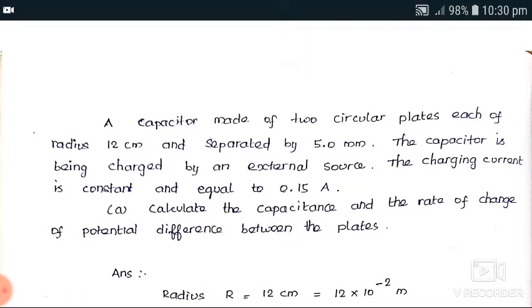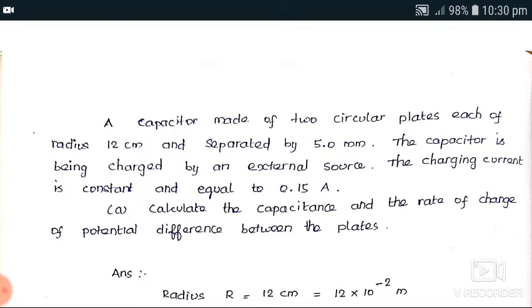Again, this question also belongs to electromagnetic waves. So the question is: a capacitor made of two circular plates, each of radius 12 centimeter and separated by the distance of 5 millimeter.